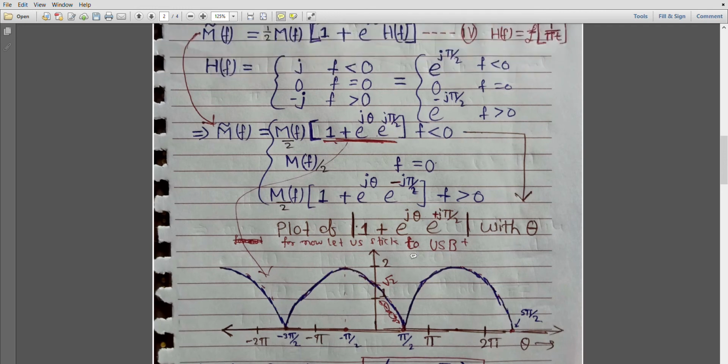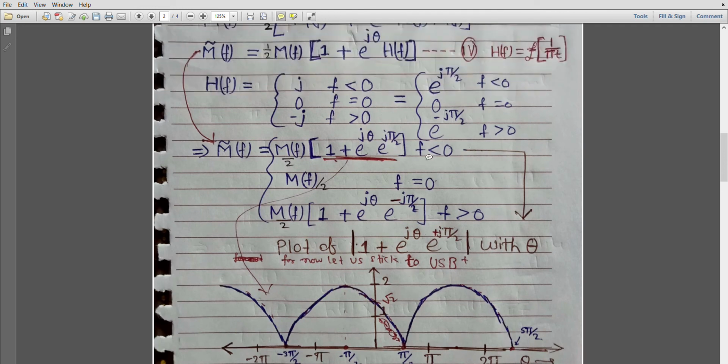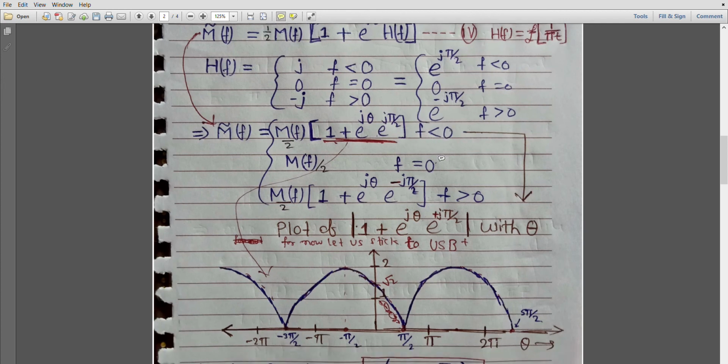This means that for f less than 0, our function will not vanish. This function will not vanish. This means that we could not completely compress our negative frequencies. This means we could not get exactly the single sideband that we needed or wanted.